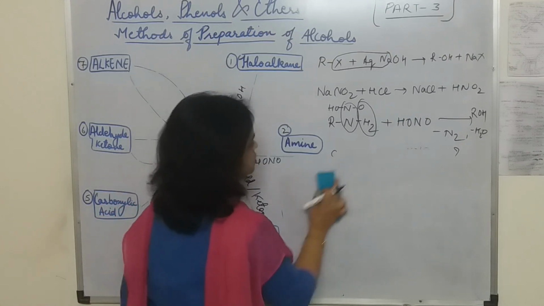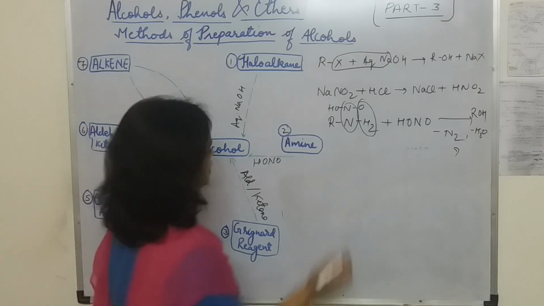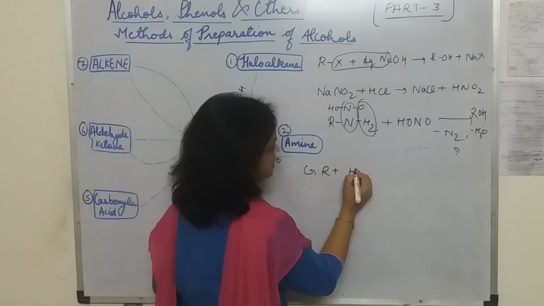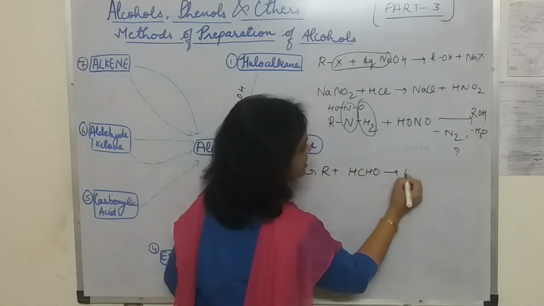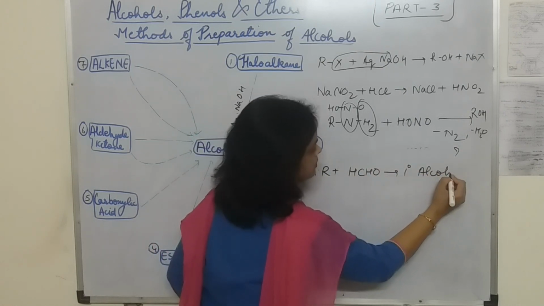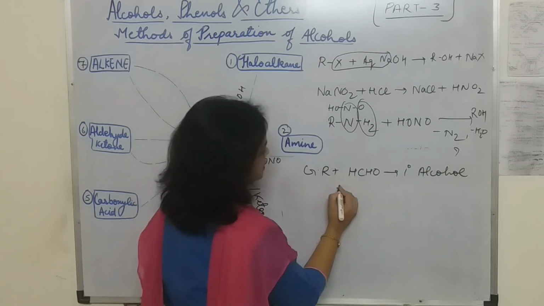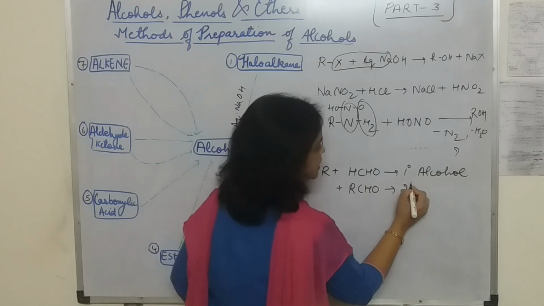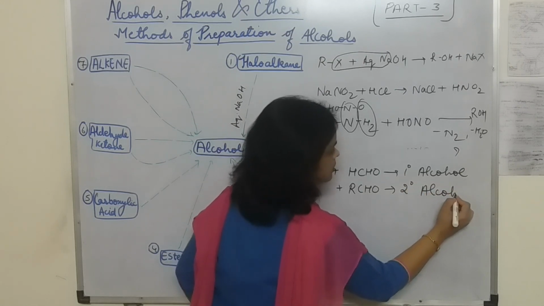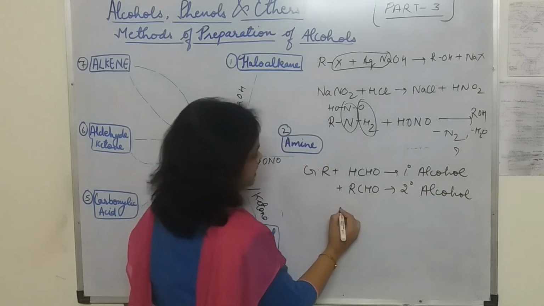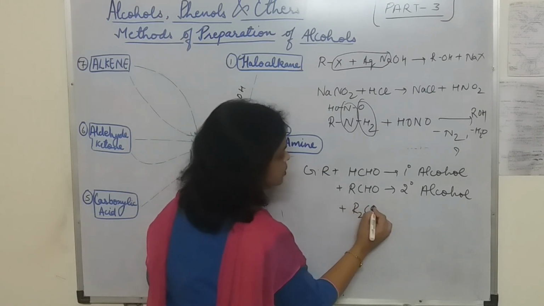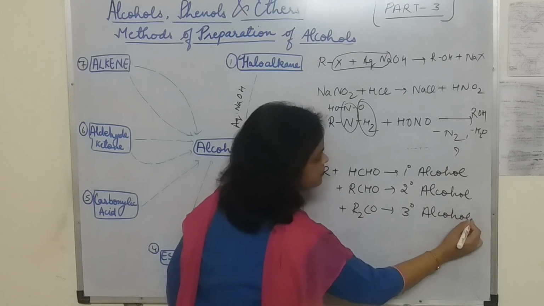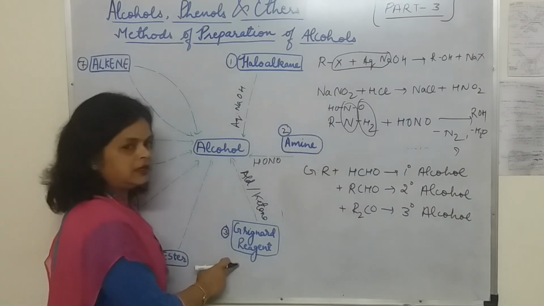So what we can generalize here is that when Grignard reagent combines with formaldehyde, please note it down, students, because it is very important. So many questions you will be getting on this. Grignard reagent when combines with HCHO, you get 1 degree alcohol. When it combines with any other aldehyde, you get 2 degree alcohol. And when it combines with ketone, you get 3 degree alcohol. So here we can mark it.